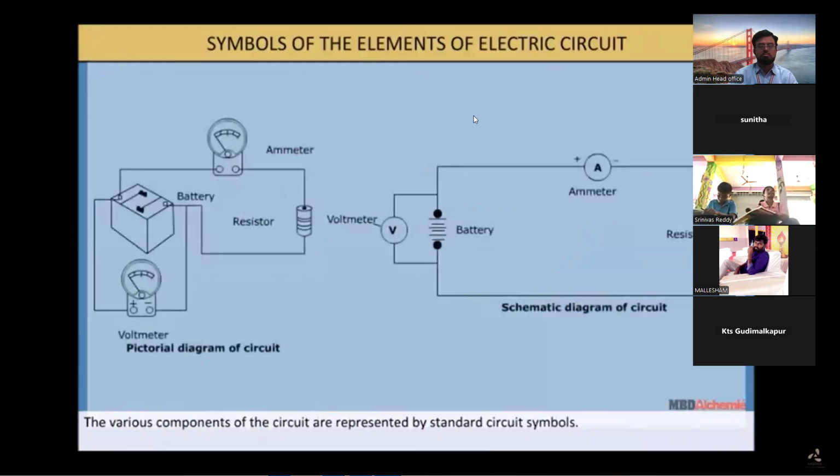The various components of the circuit are represented by standard circuit symbols. It is much easier to draw a circuit diagram using symbols. Therefore, we generally represent an electric circuit by its circuit diagram as shown. Symbols of some common components are shown.